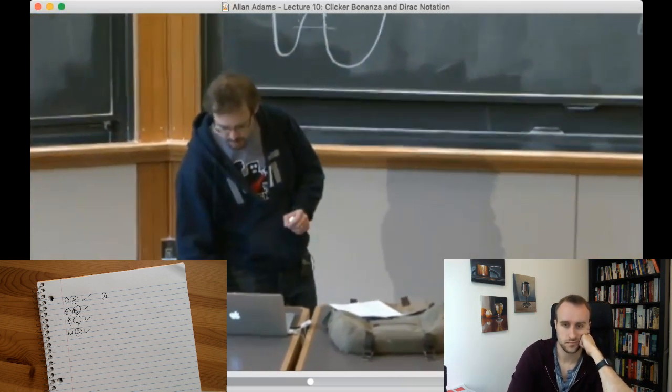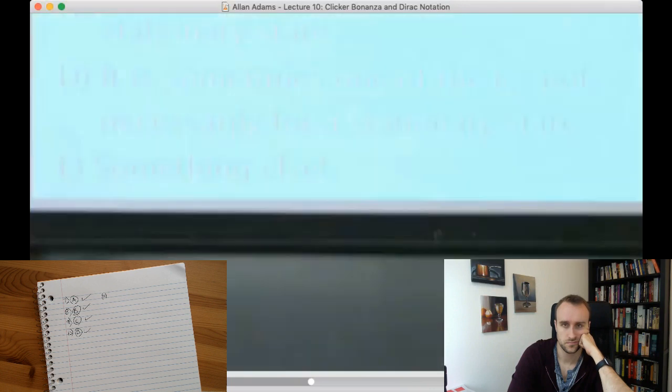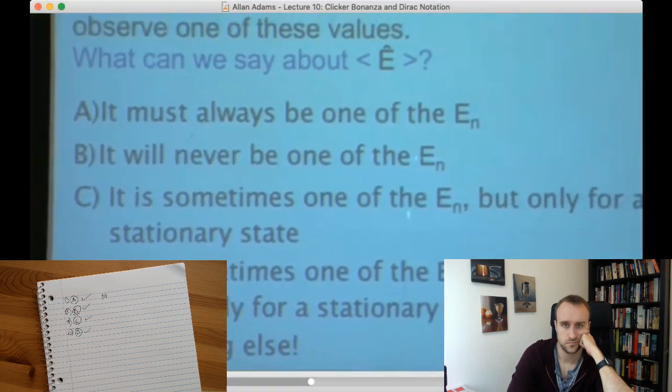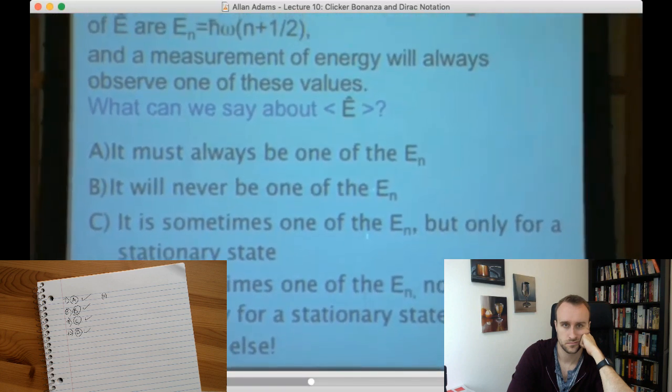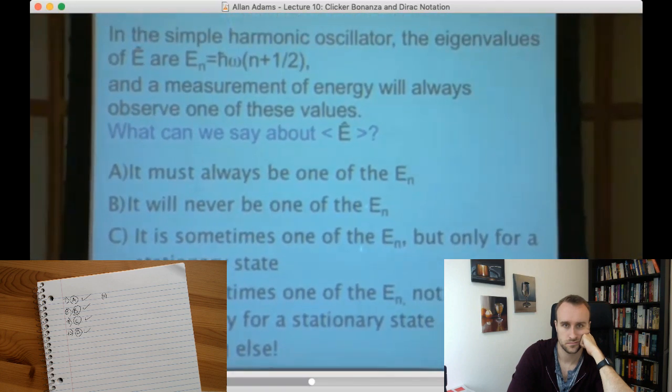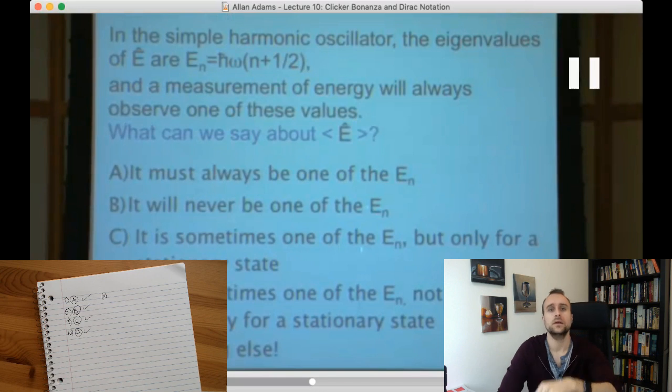Okay, next question. In the simple harmonic oscillator, the eigenvalues, as we've just derived twice, are E_n equals ħω times (n plus 1/2) for an integer n. And a measurement of energy will always observe one of these values. That's from postulate 4.3. What can we say about the expectation value of the energy in some arbitrary state?